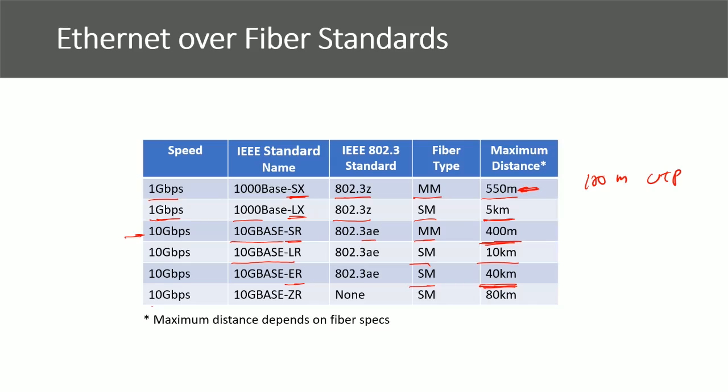There is another 10 gig standard, which is not defined by IEEE, but is proprietary for some vendors. This ZR standard, which is not IEEE yet, can go up to 80 kilometers. As this is not an IEEE standard, you need to have the same transceivers from the same company on both ends, and they should support the same standard on both ends.